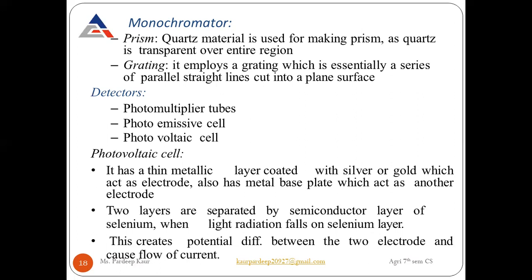First is photovoltaic cells. What are photovoltaic cells? It has a thin metallic layer coated with silver or gold, which acts as an electrode. It also has a metal base plate, which acts as another electrode. The two layers are separated by a semiconductor layer of selenium. When light radiation falls on the selenium layer, this creates a potential difference between the two electrodes and causes the flow of current.